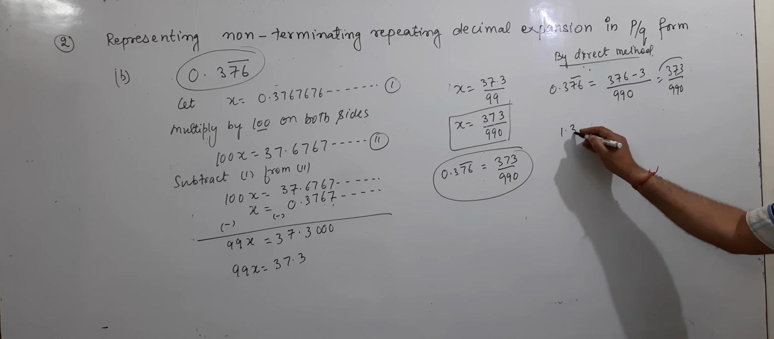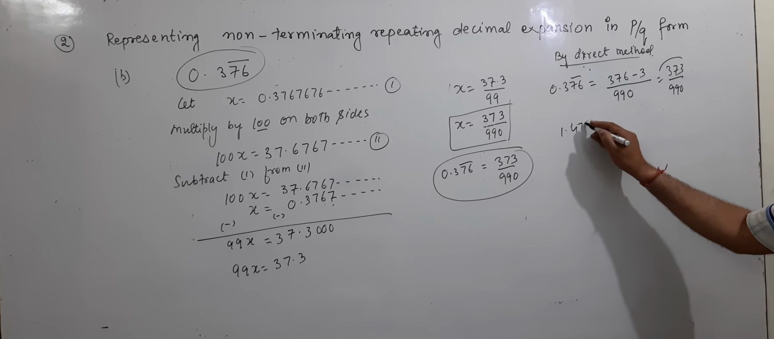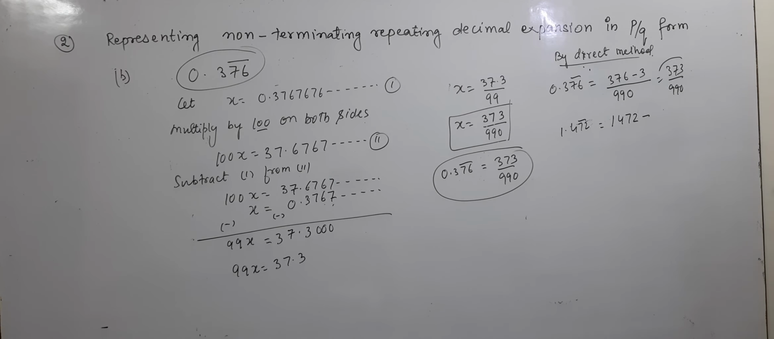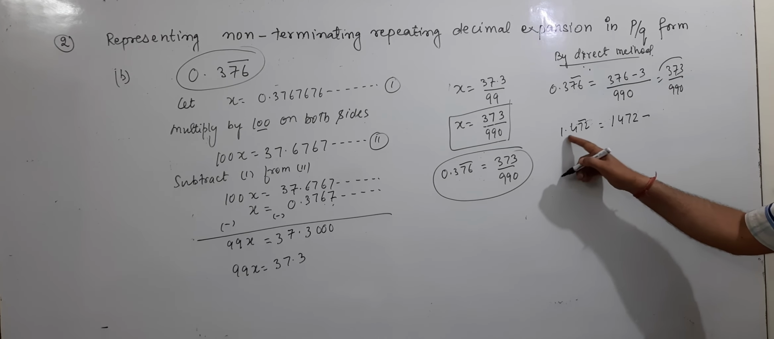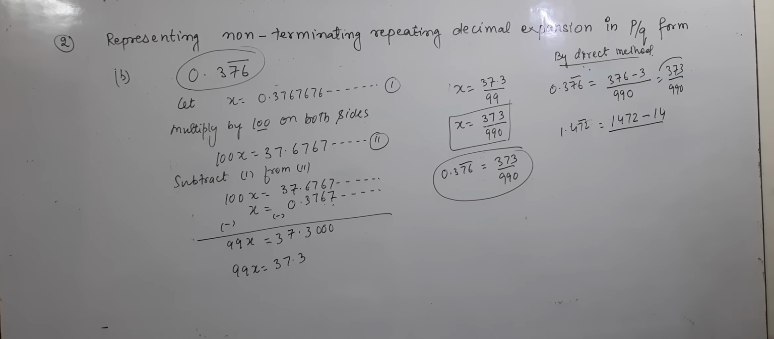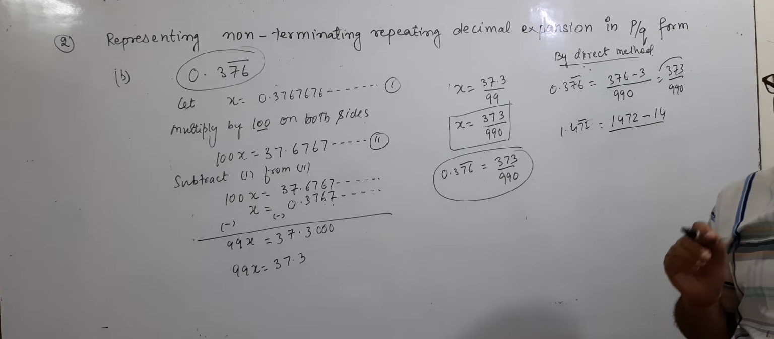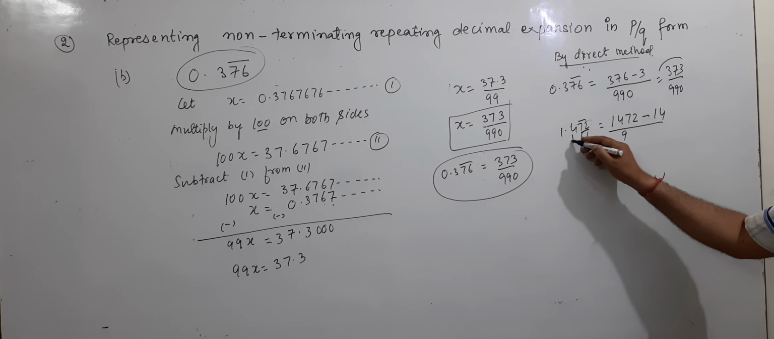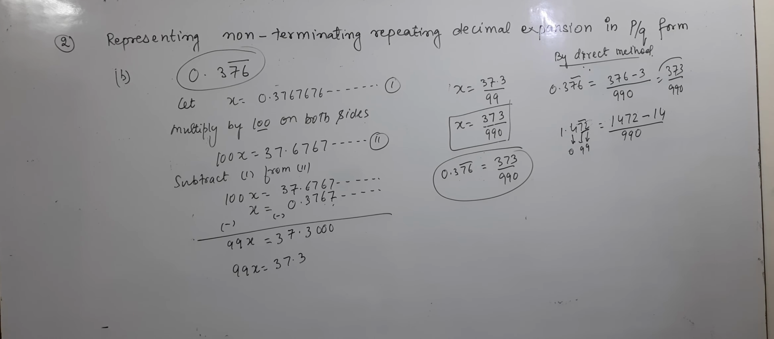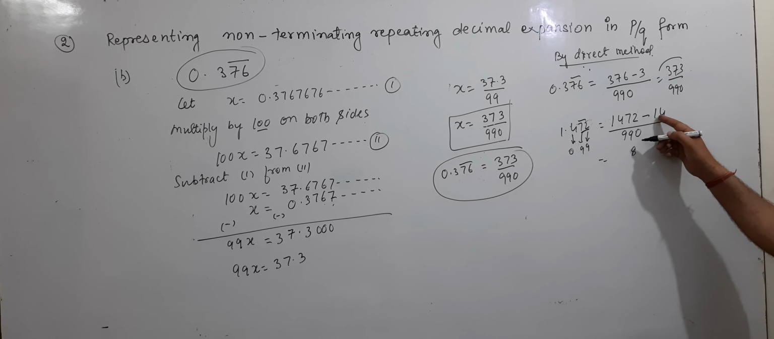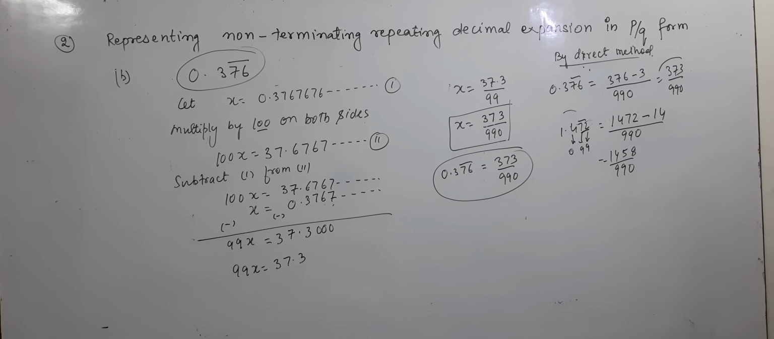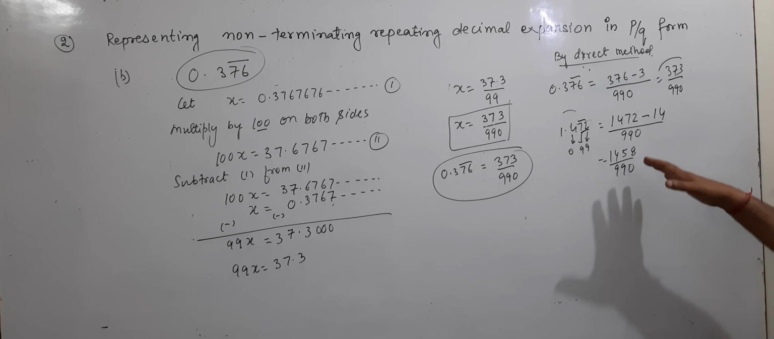And again, 1.375472 bar. So what do we have to do? Write the complete number 1472 minus, which value do we have to subtract? 14. 14 is subtracted upon. After the decimal how many digits are repeated? 2 digits are repeated. So in place of these what will come? 9 9, and in place of this we put 0. So 990 is your answer. So your answer is 1472 minus 14 upon 990. This is the p by q form of this decimal expansion. In this way we can also do it directly.